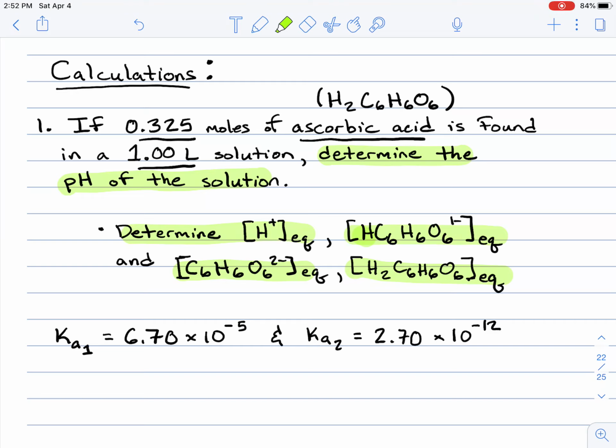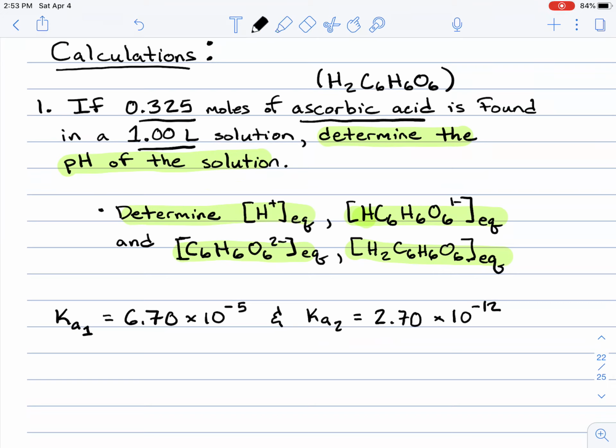And the last piece of information that this problem gave us are the Ka values. And so whenever you guys are given 2 Ka values in your problem, that already implies that you are going to perform calculations related to polyprotic acids and polyprotic bases.